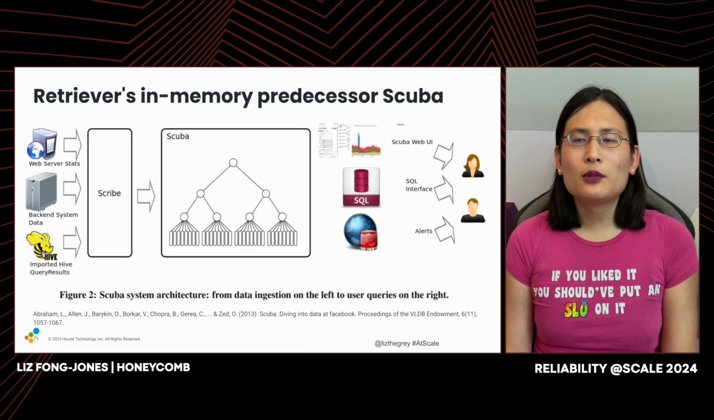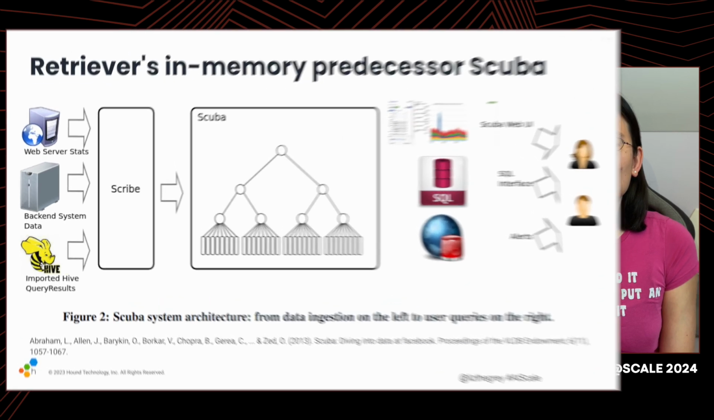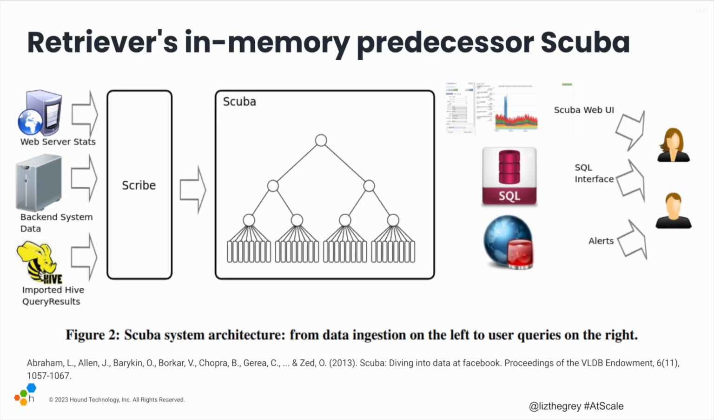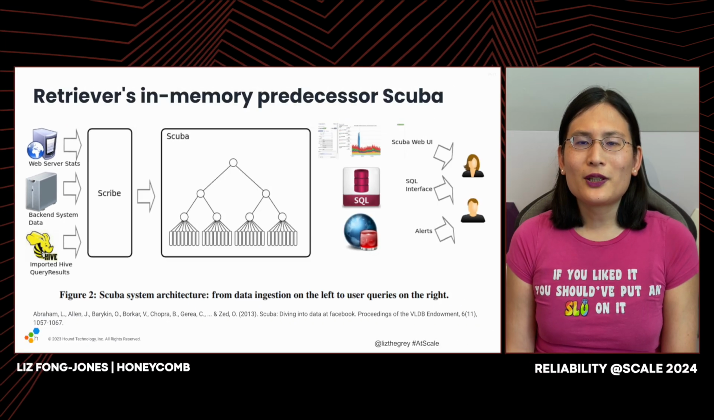So let's have a brief recap of Scuba's design, just in case you aren't familiar with it. The Scuba system architecture involves having data streaming in from multiple data sources. It uses a 3-tier aggregation layer in order to run queries against that data stored in memory. And then it offers a web UI, a SQL interface, and a mechanism of running alerts or triggers against it. These were capabilities that we extensively borrowed from, spiritually, in building Retriever.